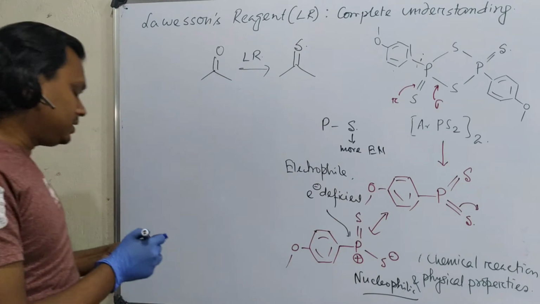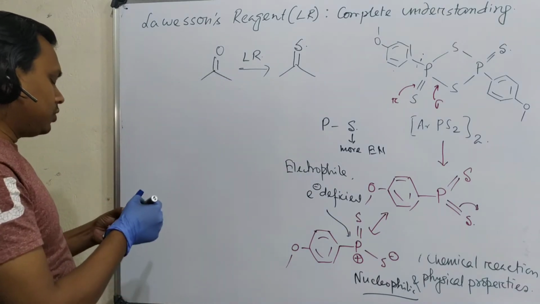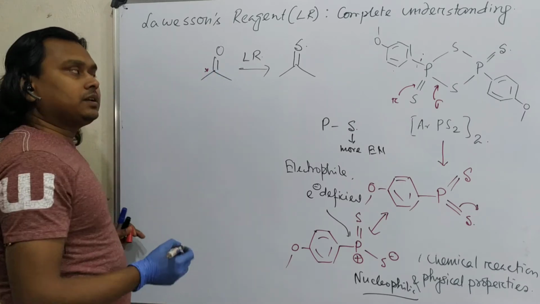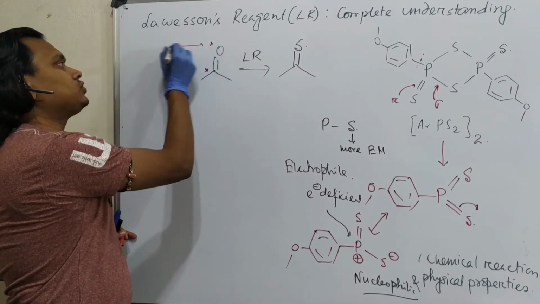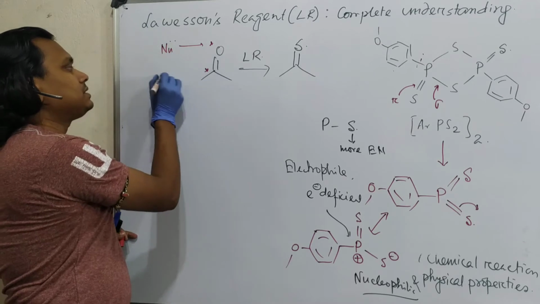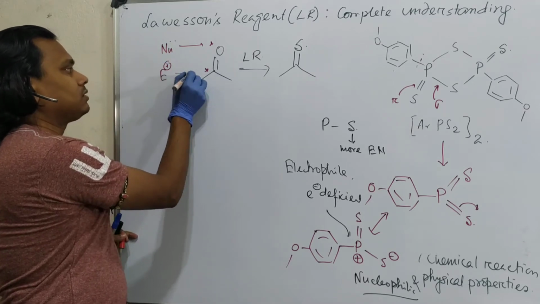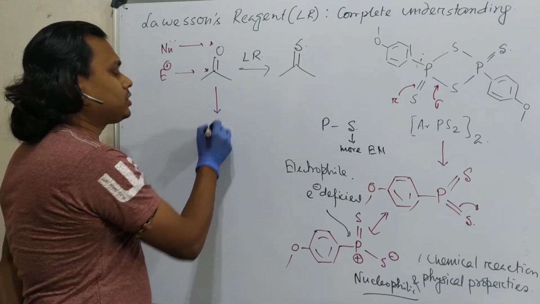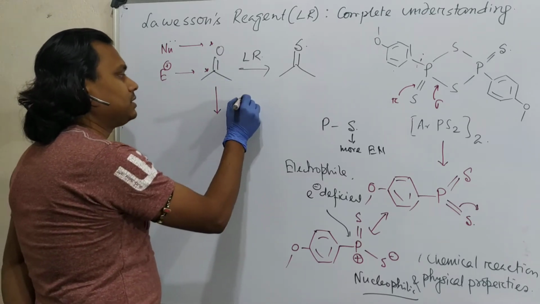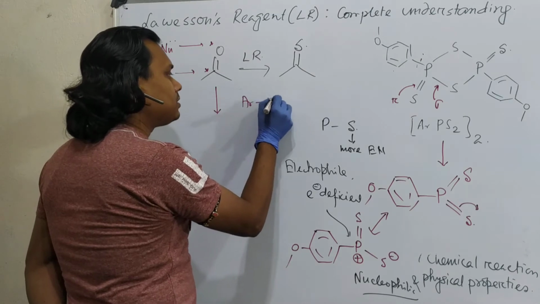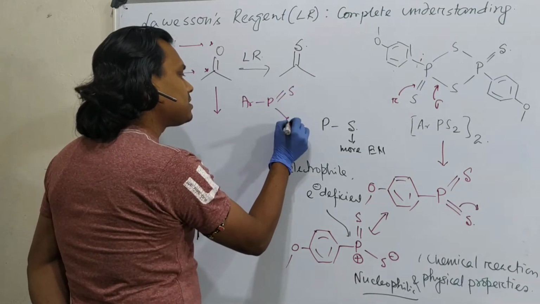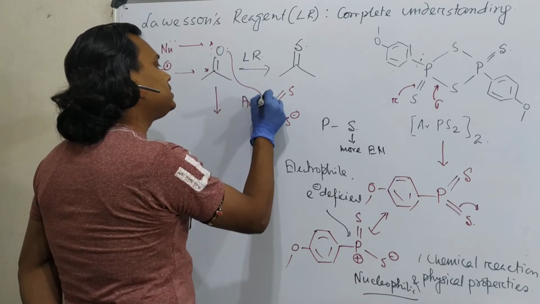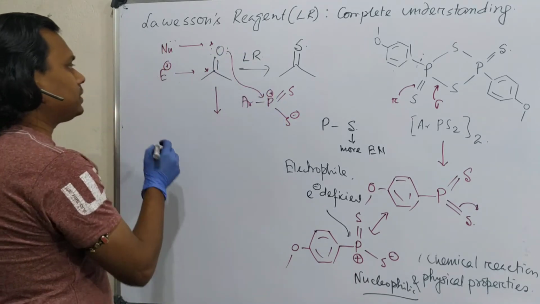Okay, now look at this molecule. See, this center is electrophilic, this is actually a nucleophile, and this is an electrophile. So from this, what is expected? First, this will go and coordinate to the phosphorus center. So this is Ar, P, S minus plus. It will coordinate with this lone pair, and ultimately what does it result in?